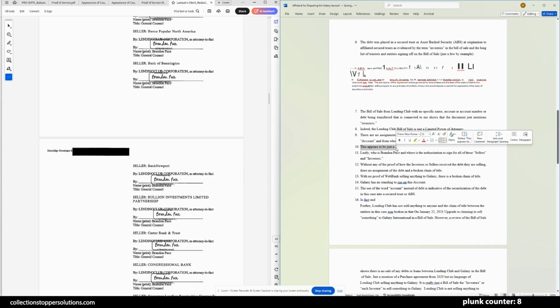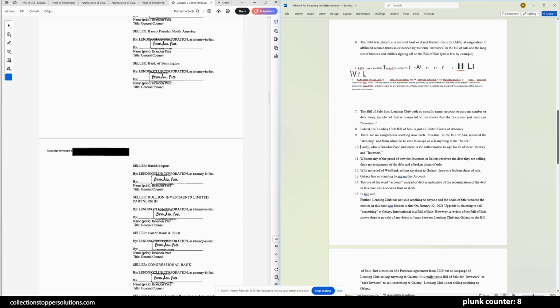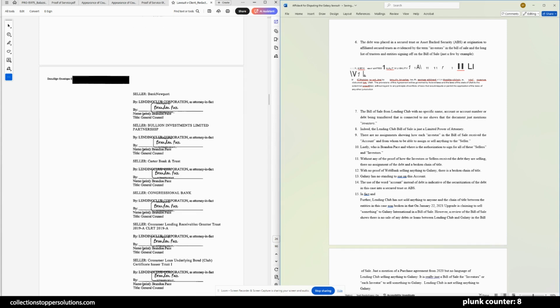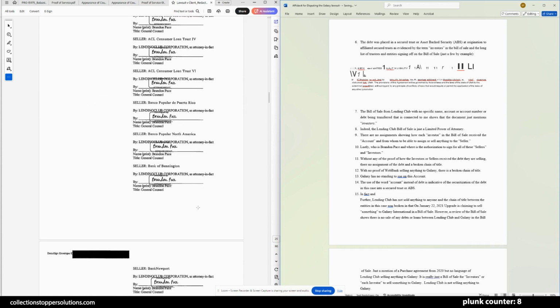Lastly, who is Brendan Pace? And where is the authorization to sign for all these? So in many states, you can't just say he's general counsel, of whom and who authorized him to sign for all these many entities. Got to say it. That's the proof. There's no proof of WebBank selling anything to Galaxy or Lending Club.